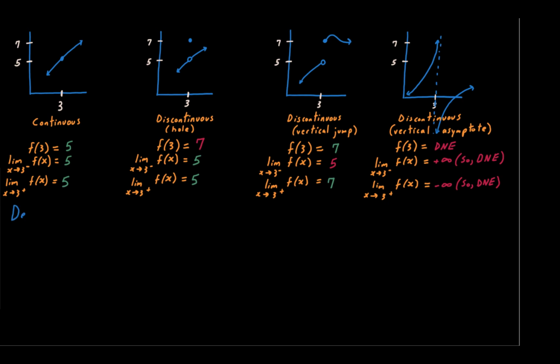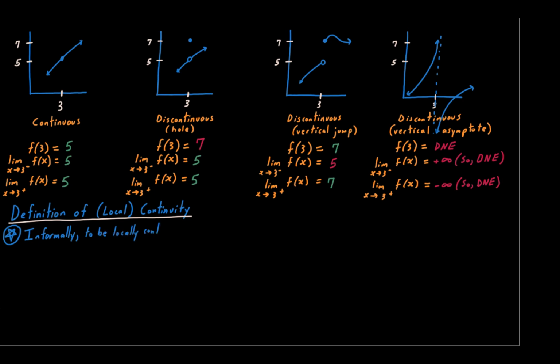That's the criteria for continuity. So in light of this, let's hammer that out more formally. Here is the definition of local continuity. We'll start with the informal definition. Informally, to be locally continuous at a certain point, 3 things need to happen. The left and right limits need to exist. They have to be a finite number. They have to equal each other.